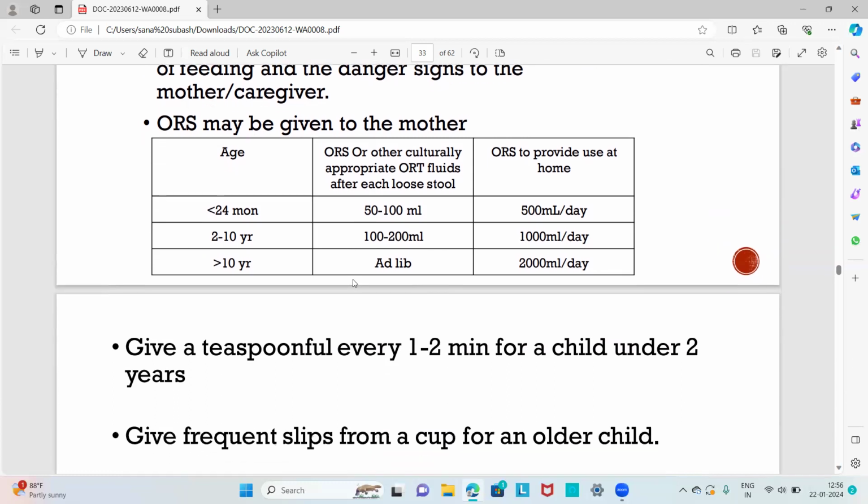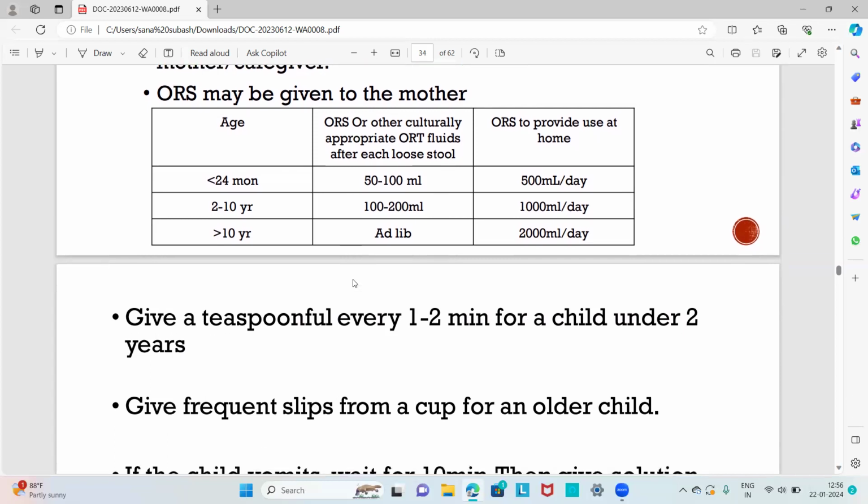In these children, we have to give the ORS. If the age is less than 24 months, we give 50 to 100 ml of ORS. If the age of the child is 2 to 10 years, we give 100 to 200 ml. And if greater than 10 years of age, we give ORS liberally.